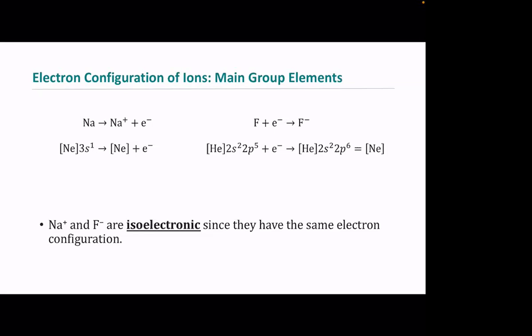So the sodium cation and the fluorine anion are isoelectronic. They have the exact same electron configuration, and they're isoelectronic with neon. Those three have the same electron configuration, so we say they're isoelectronic. That's a term you should know. Does that make sense, why they lose or gain those electrons and what isoelectronic means?